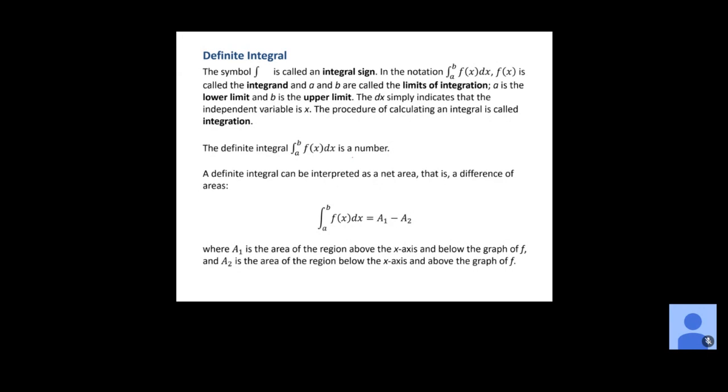The other thing to note here is that because we're calculating an area, you are going to get a numerical answer for all of your definite integrals. Okay, so anytime you're finding a definite integral, it should be a numerical answer.